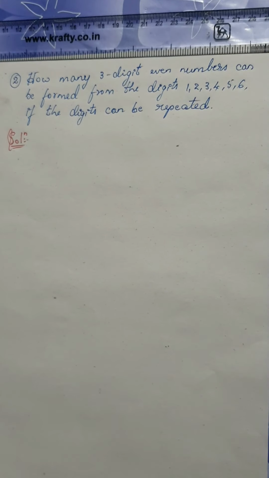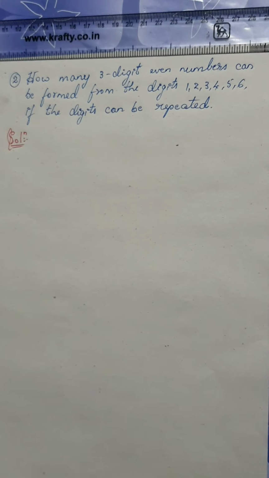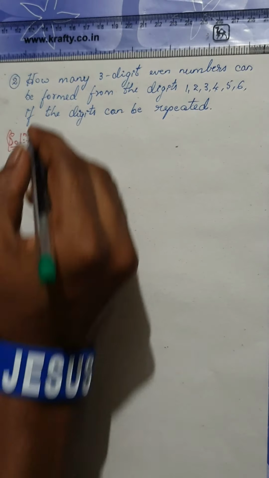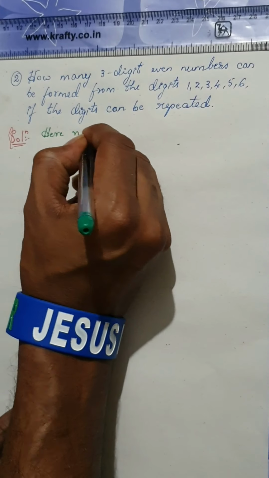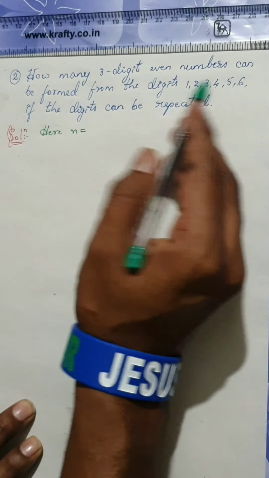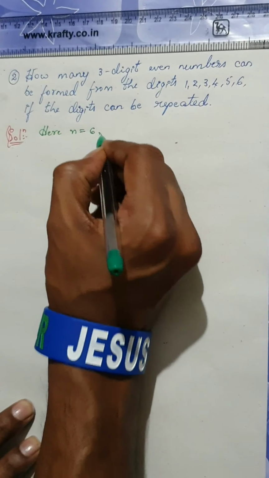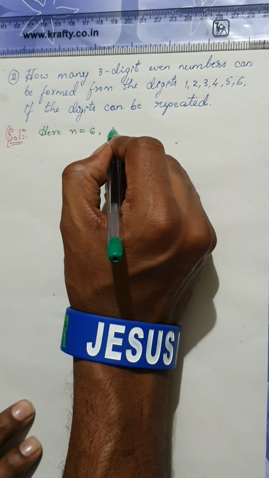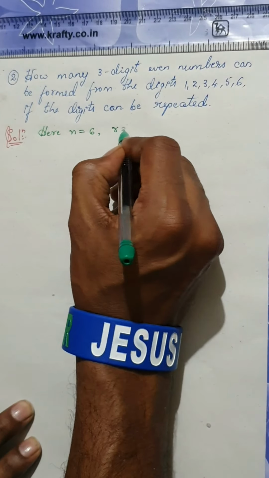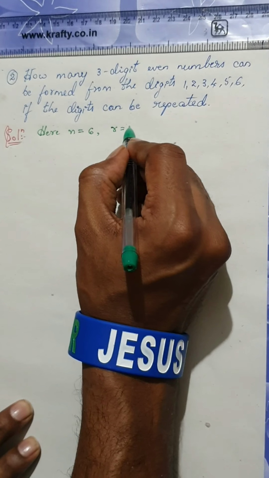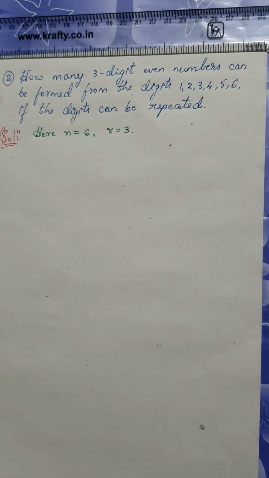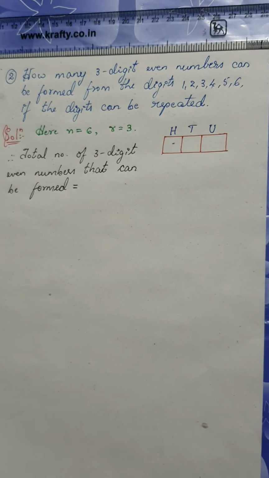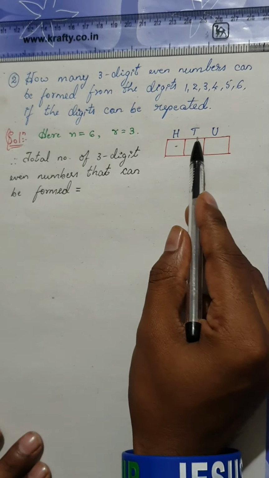I'm going to solve this question by the fundamental principle of counting. Let's approach the question. What is the total number of digits allowed? 1, 2, 3, 4, 5, 6. That is n equal to 6. What is the number of digits you want to arrange? A 3-digit number, so r is nothing but 3. Now please be careful. Let us consider the same condition: units, tens and hundreds.